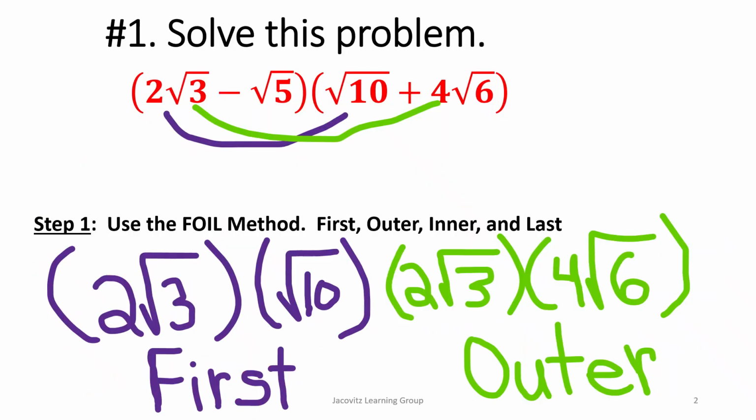So when you see this equation, and I'm going to go ahead and write it: 2 radical 3 minus radical 5, times radical 10 plus 4 times the square root of 6. So it's 2 times square root of 3 minus square root of 5, and all of this is in one bracket. So you see how you have brackets?